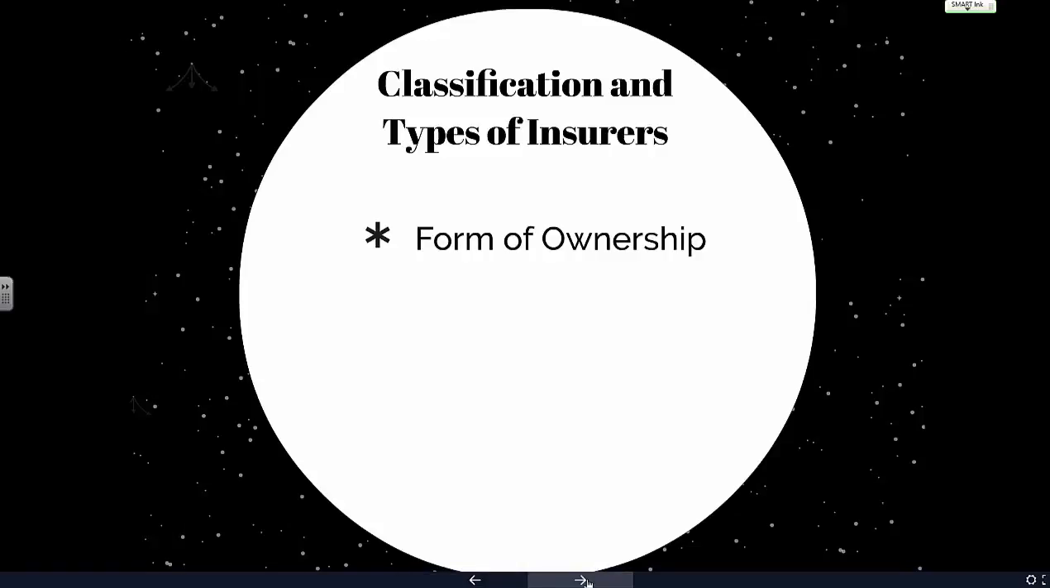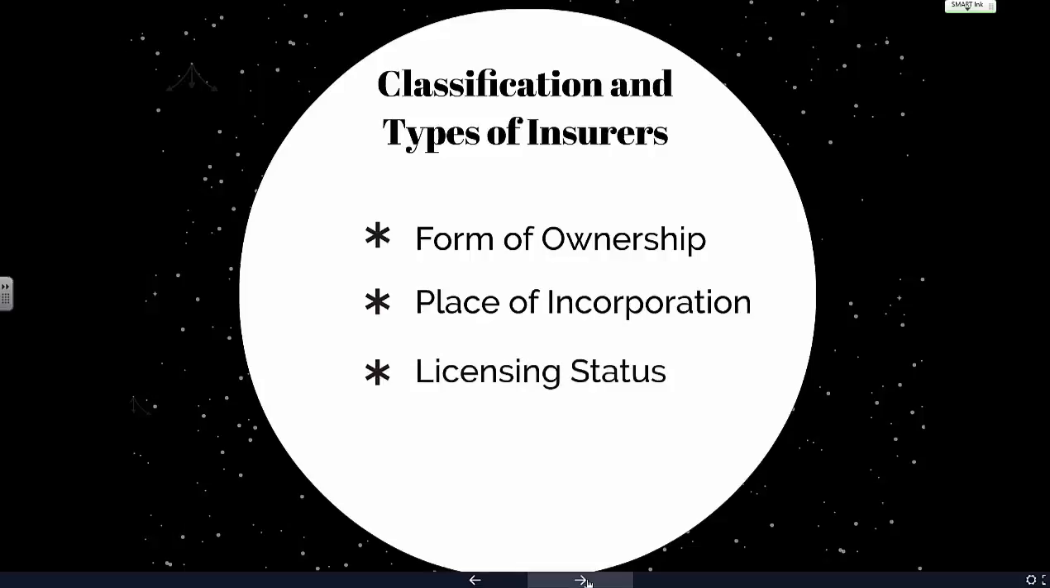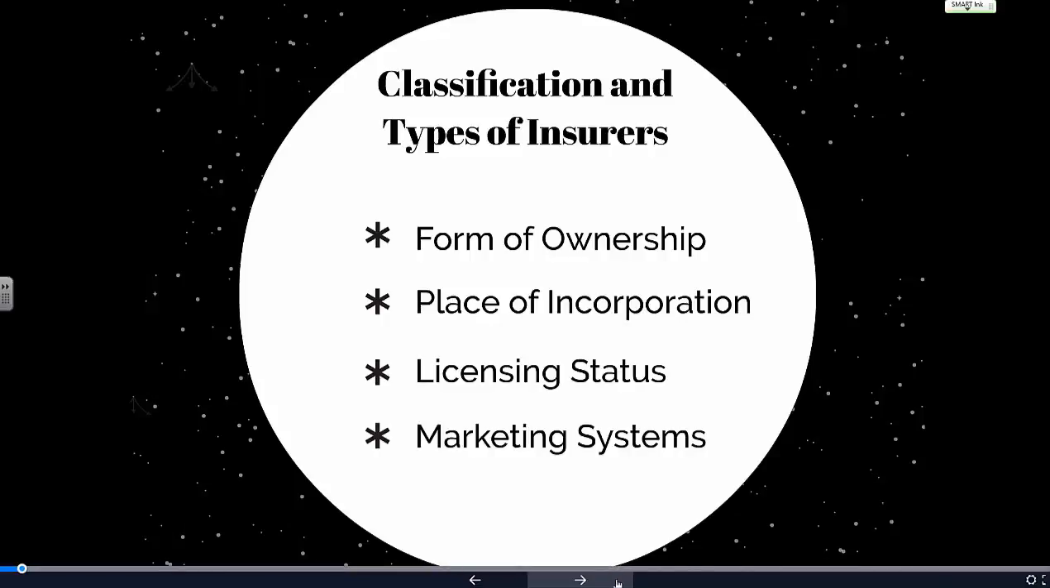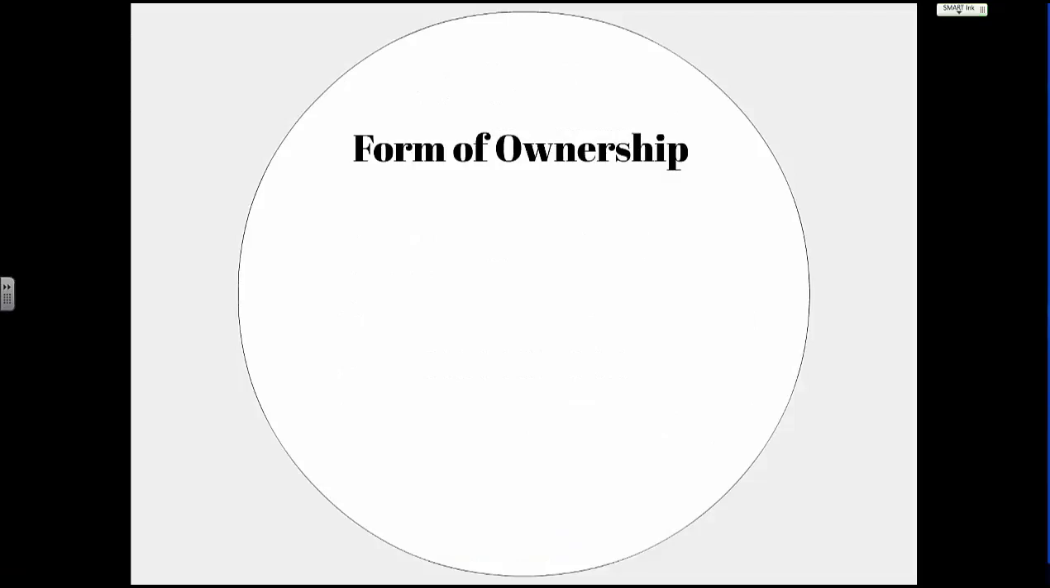We're going to talk here about forms of ownership, the place of incorporation of an insurance company, which you probably haven't heard about, and licensing status, which is related to the place of incorporation. And lastly, marketing systems, which we actually talked about in the chapter that precedes insurance operations in Principles of Risk and Insurance. So let's first discuss the form of ownership.